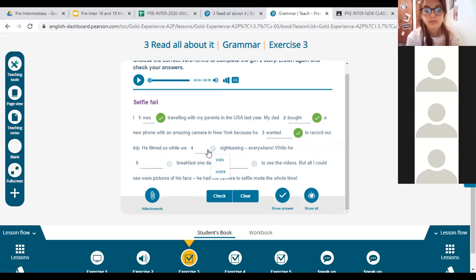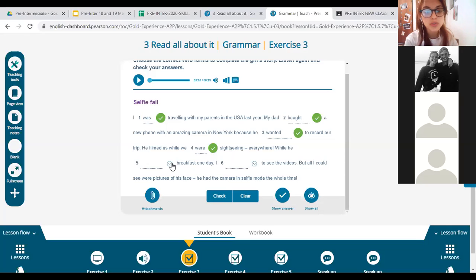Rena, number 4. Yes. We were sightseeing everywhere. What is sightseeing? To be sightseeing. When you are a tourist and you walk in the city and you buy presents and you buy little toys. Like doing tourism. Good.